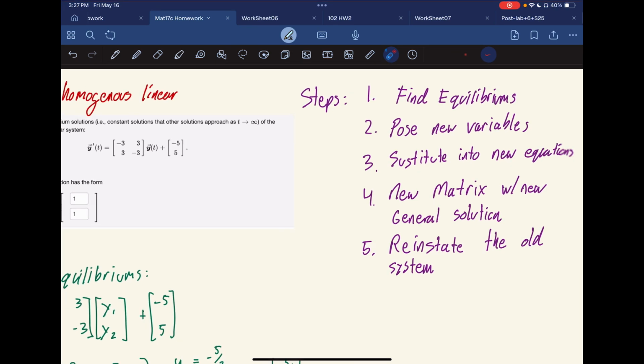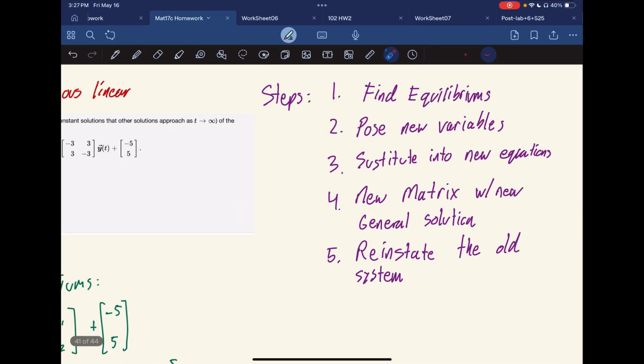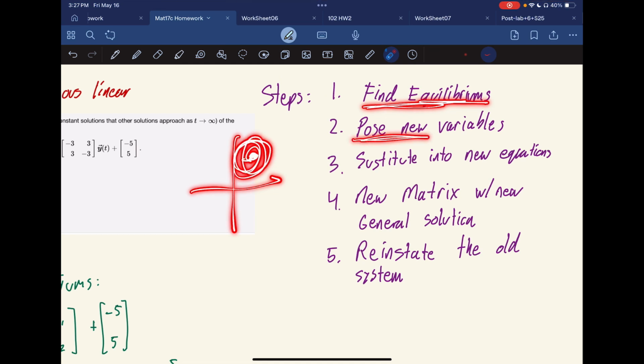It's really annoying, but here are the 5 steps. First, we find the equilibrium. So where is it in space? We find that location. Then we pose new variables. We go, okay, how can we get this to the origin? What can we do to it to get it to the origin? That's where we start to make our new matrix.